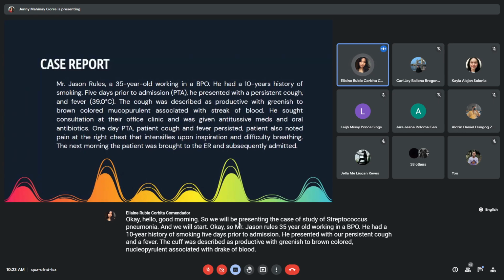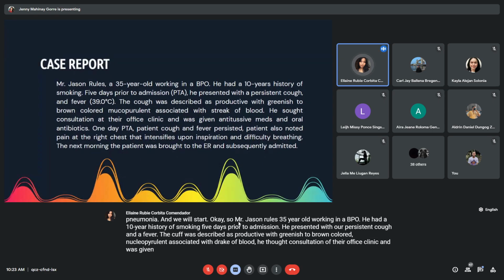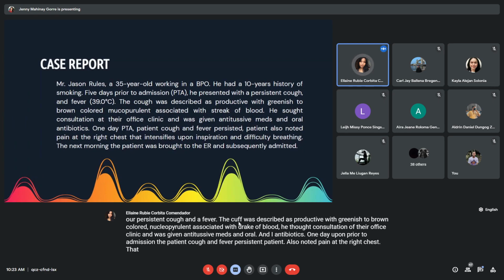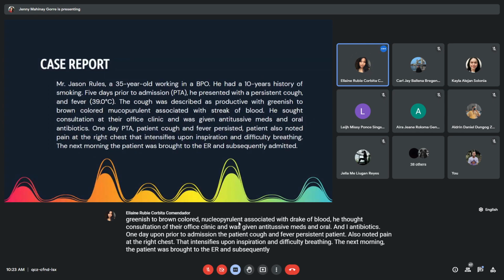He sought consultation at their office clinic and was given antitussive meds and oral antibiotics. One day prior to admission, the patient's cough and fever persisted. Patient also noted pain at the right chest that intensifies upon inspiration and difficulty breathing. The next morning, the patient was brought to the ER and subsequently admitted.